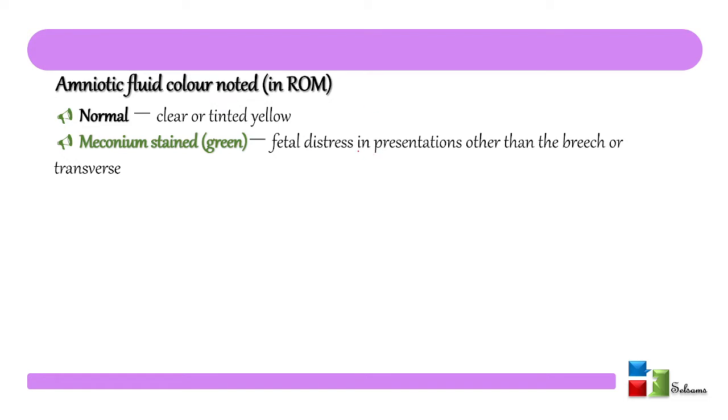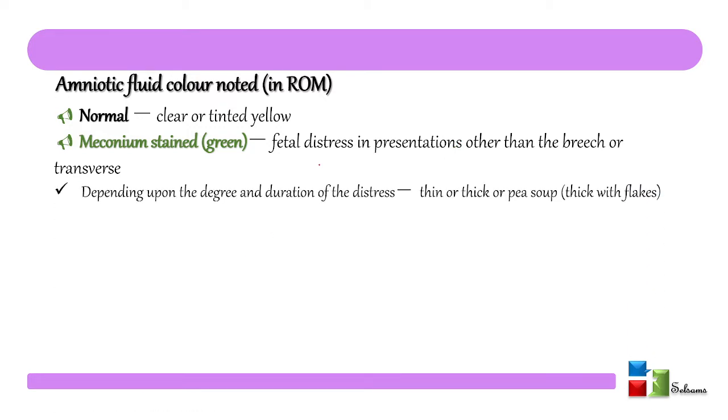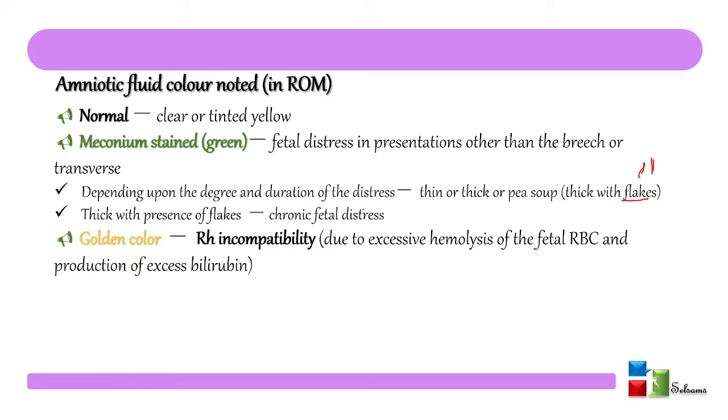Okay. But in some presentations, like breech and transverse, it may occur also, and sometimes if it is breech, you consider it as also normal because it's somewhere in the front part. Okay, depending upon the degree and the duration of the distress, the amniotic fluid may have flakes. It might be thin or thick or piece. So flakes are nothing but just like thread sort of things. If it is thick with the presence of flakes, it means that there's chronic fetal distress.